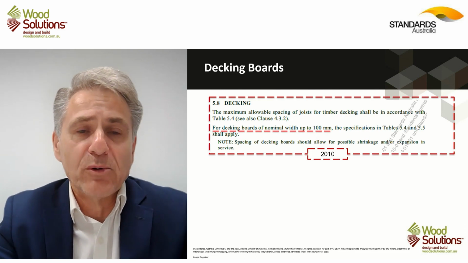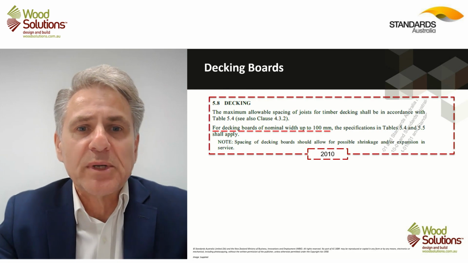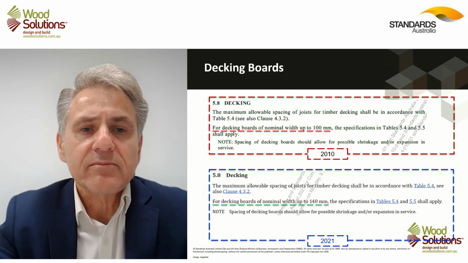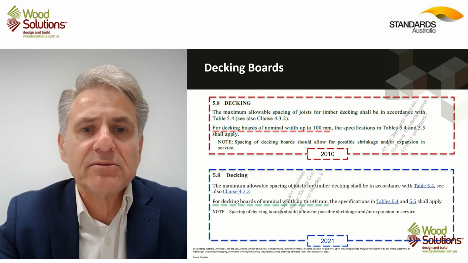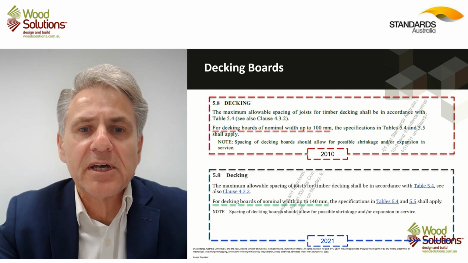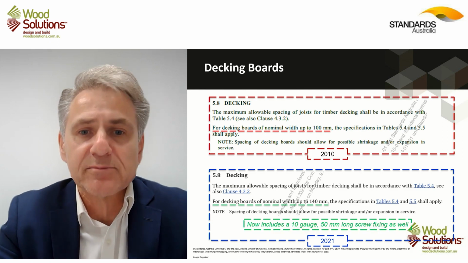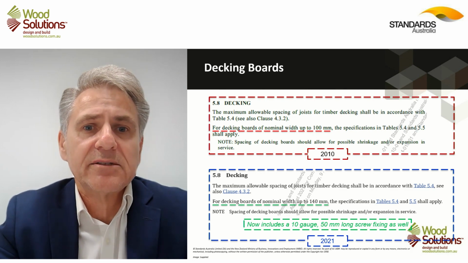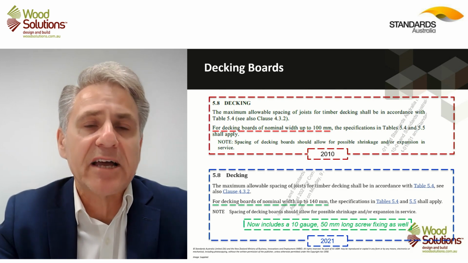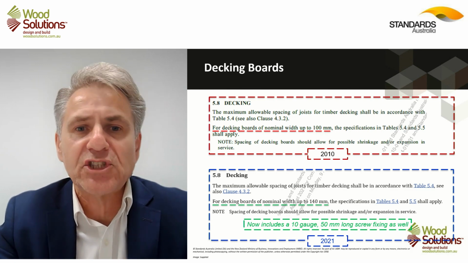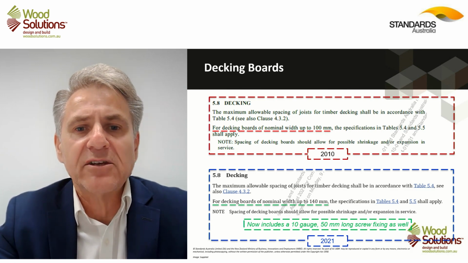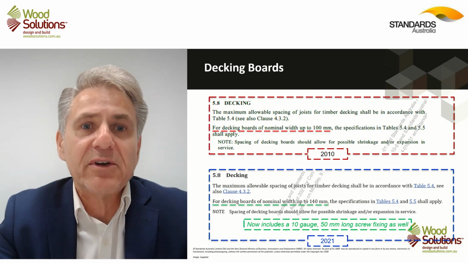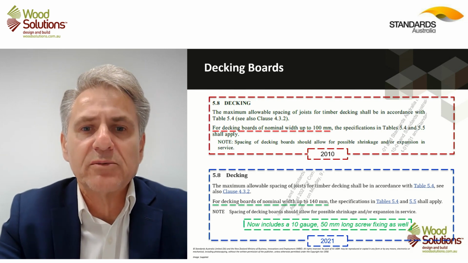Now, just moving on from floors to decking boards, 2010 talked about decking boards up to 100 mil width. The 2021 edition takes that up to 140 millimetre widths, and it's also introduced some screw fixings. So the 2010 edition only had nails, twisted shank nails or plain shank nails, and the new standard also has a screw fix in there, which now appears to be a very common fixing used with decking products.